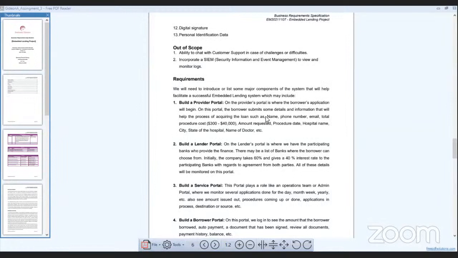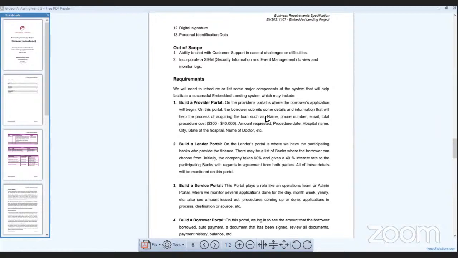With the requirements, we need to introduce a list of major components of the system that will help facilitate a successful embedded lending system. And these may include, first, we build a provider portal. On the provider's portal is where the borrower's application will begin.